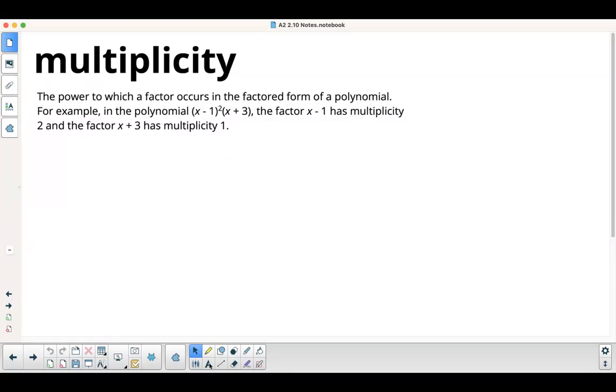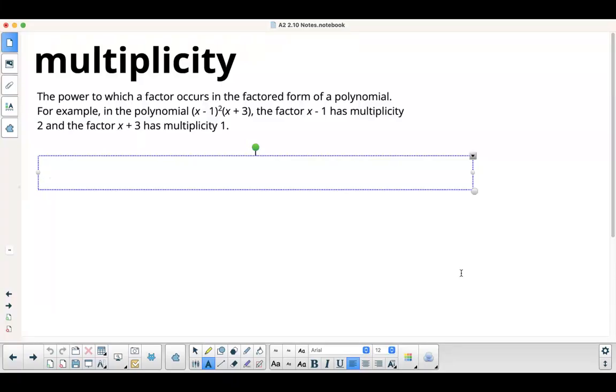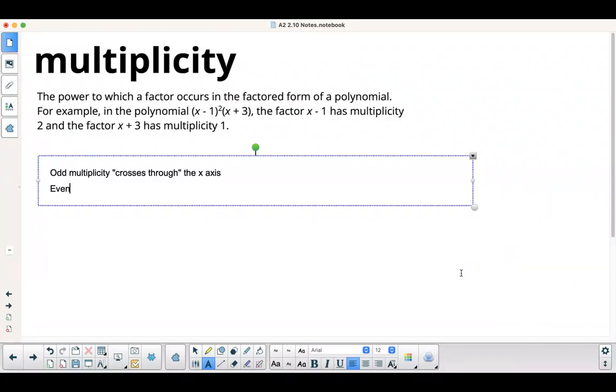Now, I'm going to kind of ruin the surprise of the lesson today, but I'm going to have you write this down as well with your definition. An odd multiplicity crosses through the x-axis, and an even multiplicity touches and bounces back on the x-axis.